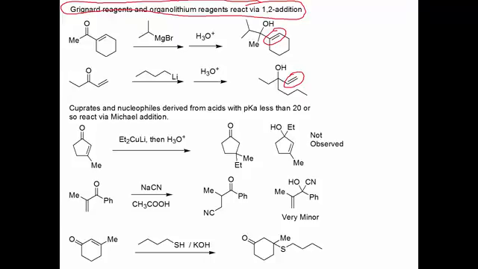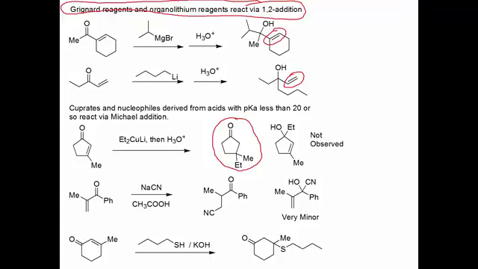Okay, cuprates and nucleophiles that are derived from carbon acids or any acid with a pKa less than 20 or so react via Michael addition. So the Gilman reagent or the cuprate reagent reacts with this cyclopentenone derivative here to produce exclusively the Michael addition product and none of the 1,2 addition product. Cyanide anion will add predominantly by the Michael addition, and you get very little of this cyanohydrin shown here on the right.